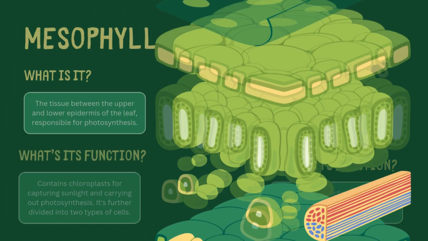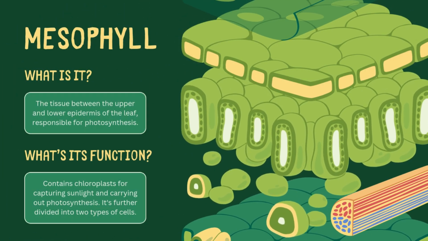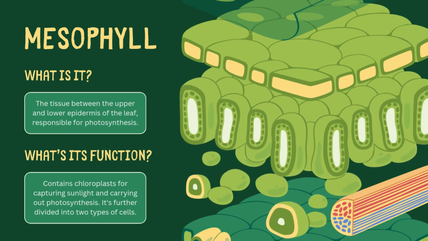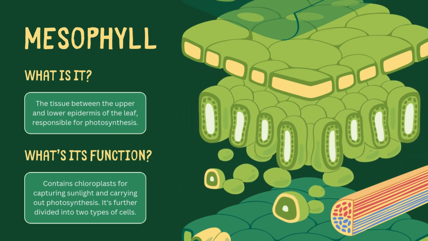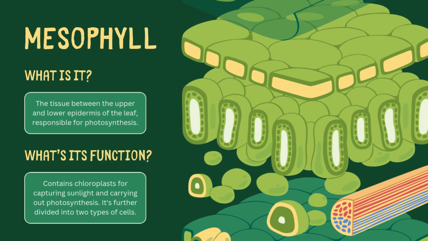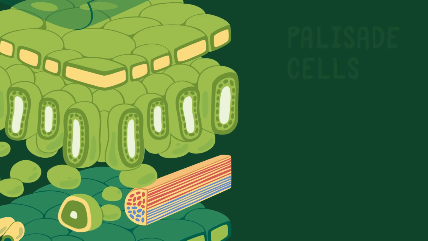3. Mesophyll. What is it? The middle layer of the leaf, where most photosynthesis happens. It has 2 types: Palisade Mesophyll and Spongy Mesophyll.